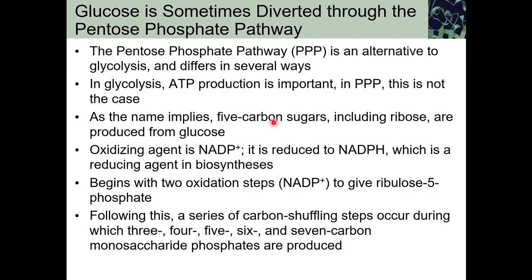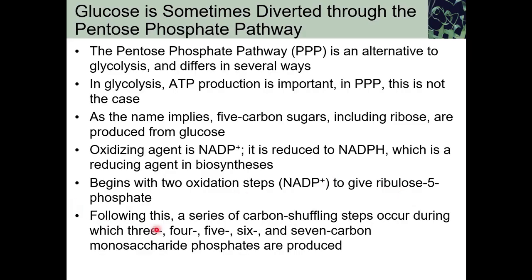In the pentose phosphate pathway, this is not the case. As the name implies, 5-carbon sugars, including ribose, are produced from glucose, and as I mentioned a while ago, NADPH, an important biosynthetic reducing agent, is generated from this reaction. It begins with two oxidation steps that generate NADPH, ultimately giving ribulose 5-phosphate.